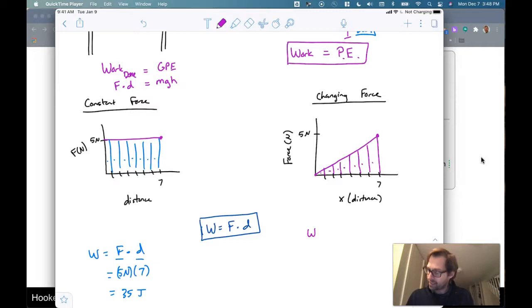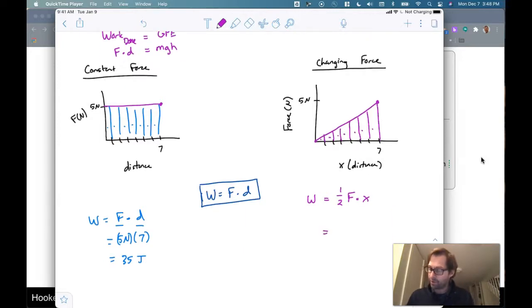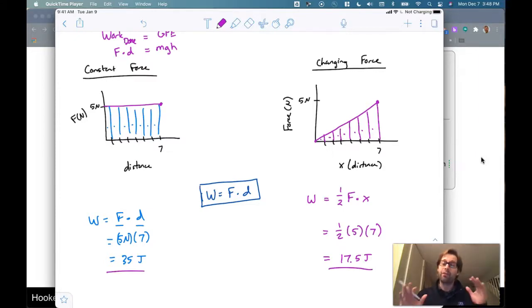The work done in this case is equal to all of these segments added together in that triangle shape. So 1/2 times the base times the height, so 1/2 times force times x, or the distance. In this case, if I put numbers in, I'll have 1/2 times 5 times 7, and that ends up being about 17.5 joules. A very different answer than what I would get over here, because the force is not the same for the whole time that we're stretching the spring. And that's a big thing to keep in mind.